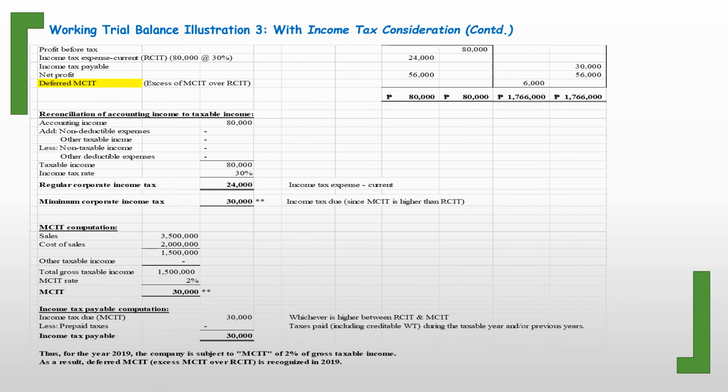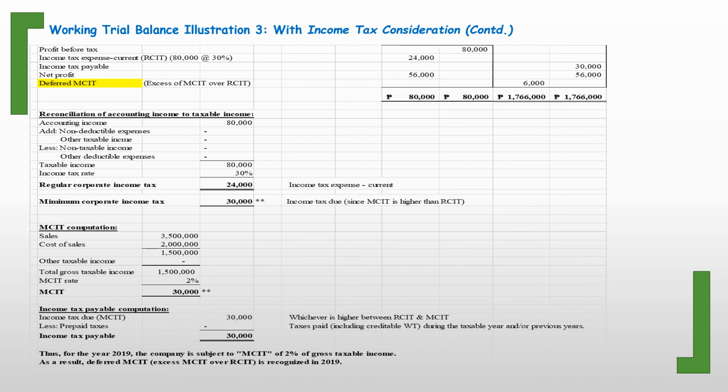Then add natin yung non-deductible expenses tsaka other taxable income. So based dun sa problem, walang non-deductible expenses and other taxable income. Ganon din yung non-taxable income tsaka other deductible expenses. So, yung taxable income natin is 80,000. Multiply natin ang income tax rate na 30%. Then, we will arrive at regular corporate income tax na 24,000. So, ito yung ating income tax expense current.